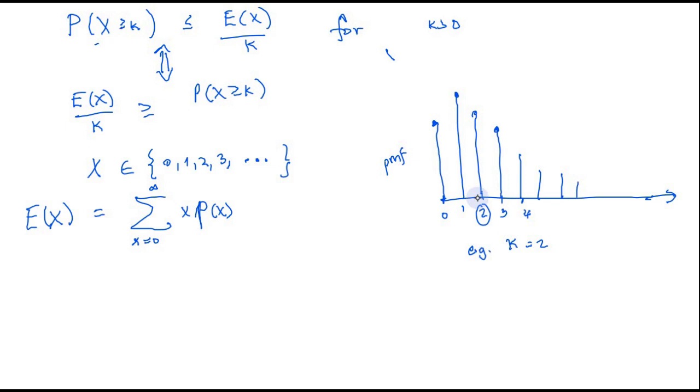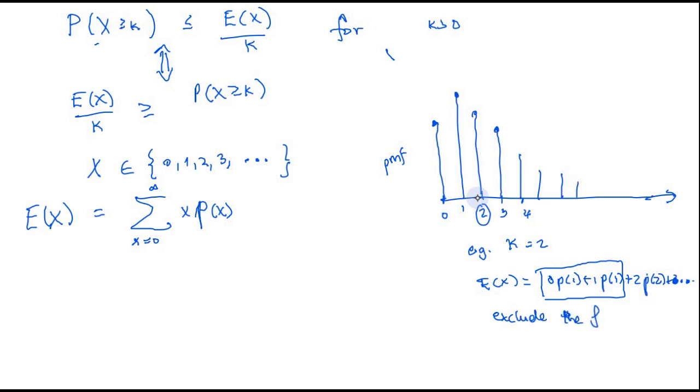If I write down this summation of the expected value of X, then I have 0 times the probability that X equals 0, plus 1 times the probability of X taking 1, plus 2 times the probability of X taking 2, plus 3 times the probability of X taking 3, and so on. What happens if I exclude from the summation the first k minus 1 terms? Essentially for this example, I'm excluding 0 times the probability that X equals 0 and 1 times the probability that X equals 1. Then I am reducing the overall value of the summation, or the overall value of the expected value.